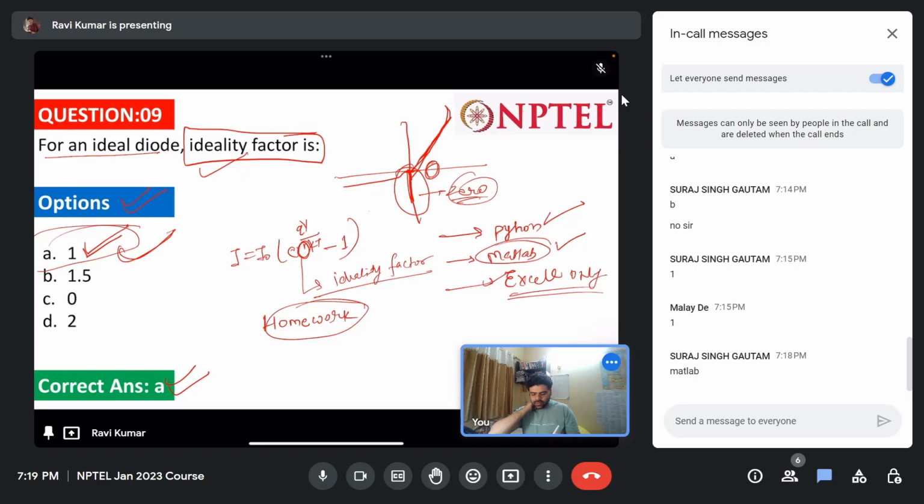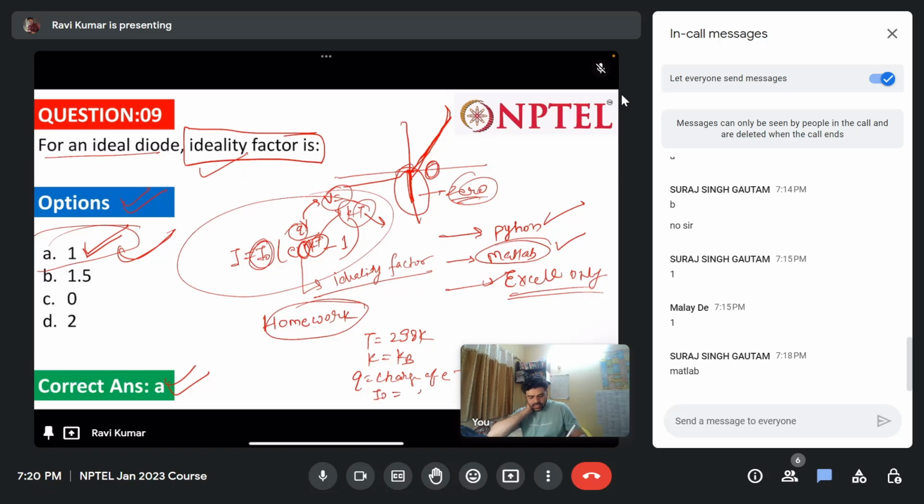So any platform, whether you are using MATLAB, Excel or Python, I just want you to take this, put different values of voltage, and make the rest constant. K and T are always constant. Take T as 298 Kelvin and K as KB, the Boltzmann constant, 1.3 something. And Q you already know, the charge of an electron. And I naught you can take any constant from the literature, or here I can say take it 10 raised to the power minus 6.